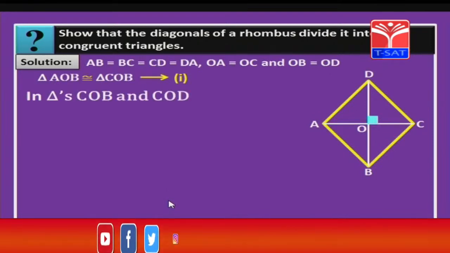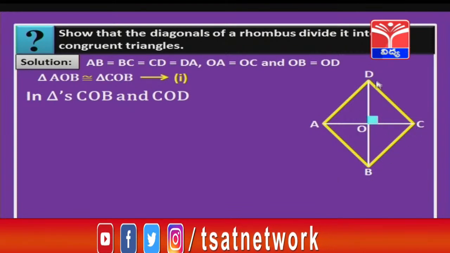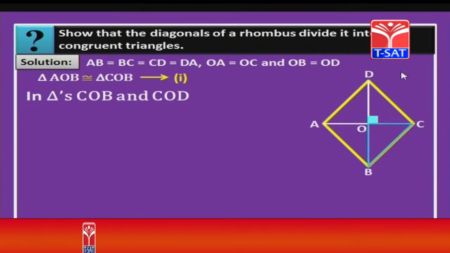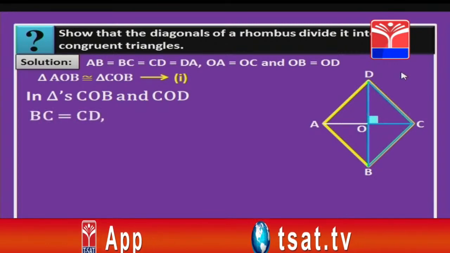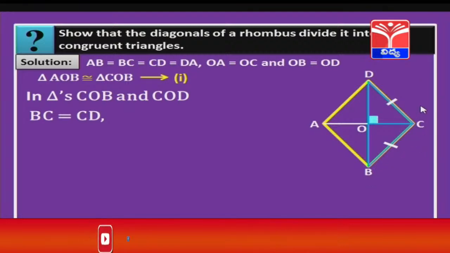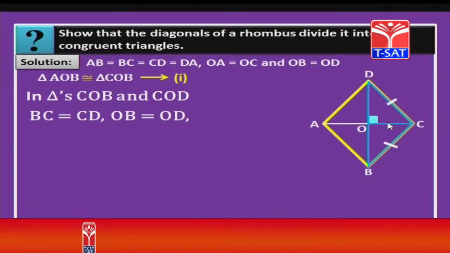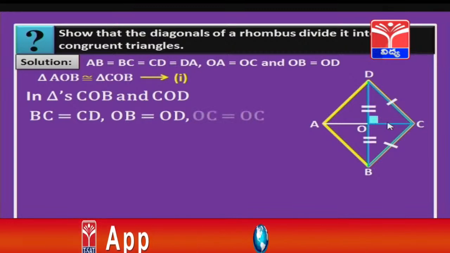Now, let us consider triangles COB and COD, that is COB, COD. Okay, children. So, in these 2 triangles, again if you notice, I can write, yes, BC equal to CD, that is BC and CD both are equal because they are sides of the rhombus, and OB and OD both are same because diagonals bisect each other, and here OC is equal to OC because it is a common side.